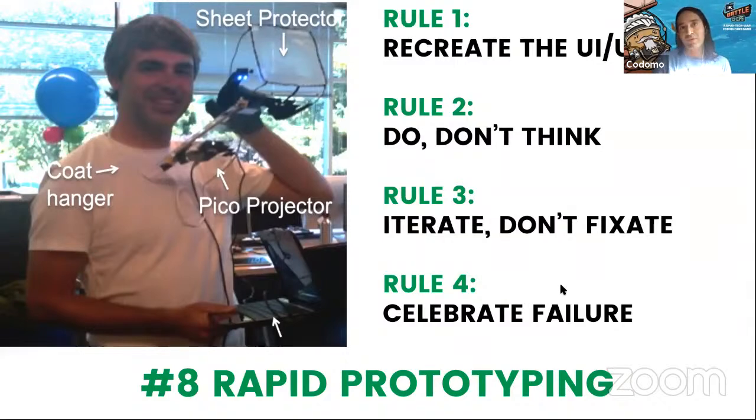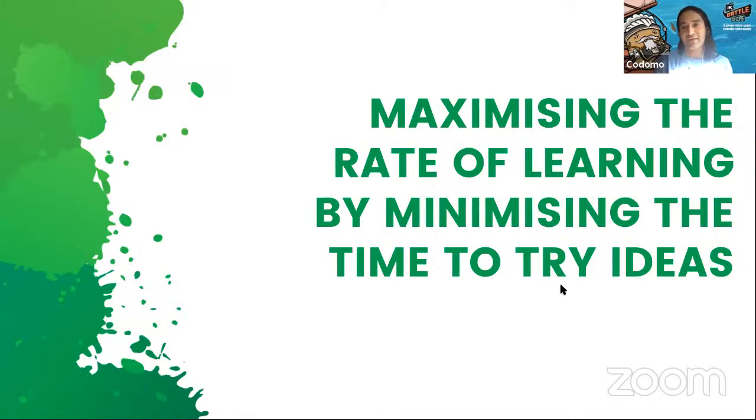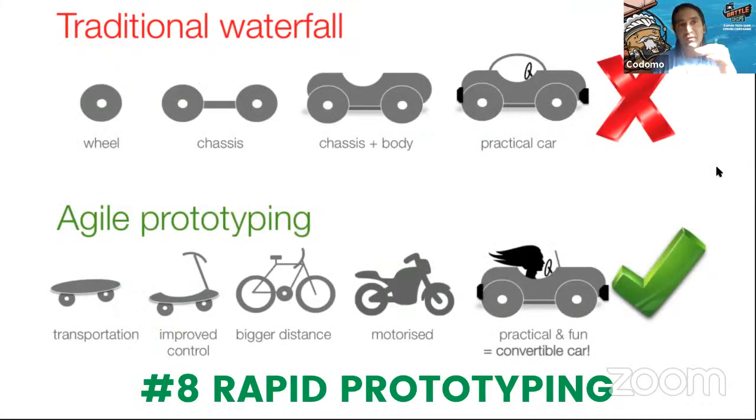The main reason we do rapid prototyping is because we want to maximize the rate of learning by minimizing the time to try ideas, right? What that means is that the more you try ideas, the more you are going to learn. And there's no substitute for that. So rapid prototyping looks like this, where you're trying to add value at every step of the way, instead of trying to build everything in one go, because most of the time that doesn't work, right? There's a difference between the traditional waterfall method and being an agile team where you're trying to deliver value every step of the way.